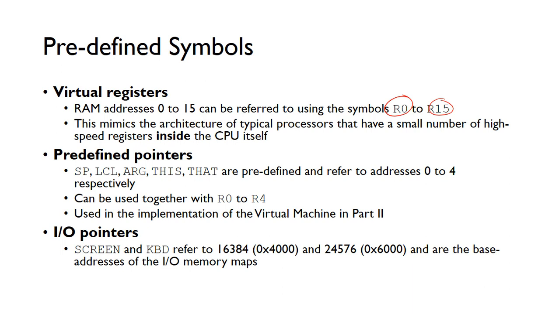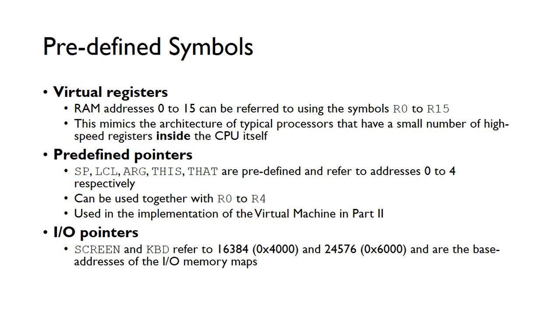Then there are various predefined pointers: SP, LCL, ARG, THIS and THAT. They're predefined, and they refer to addresses 0 to 4. So R0 to R4 would be 0 to 4, and these also refer to 0 to 4, so these can be used together. R0 is the same as SP, for example. They both refer to 0. We don't actually need these in this part of the course. These are used in a different part of the course, looking at the virtual machine.